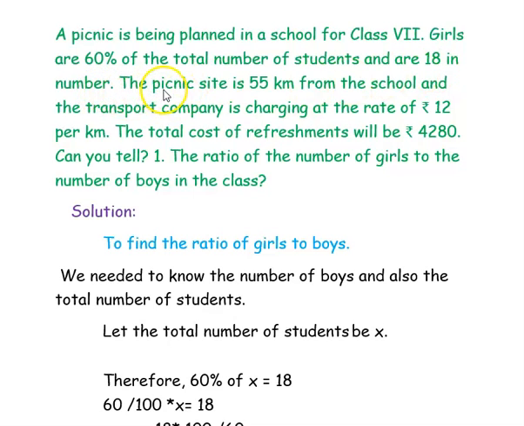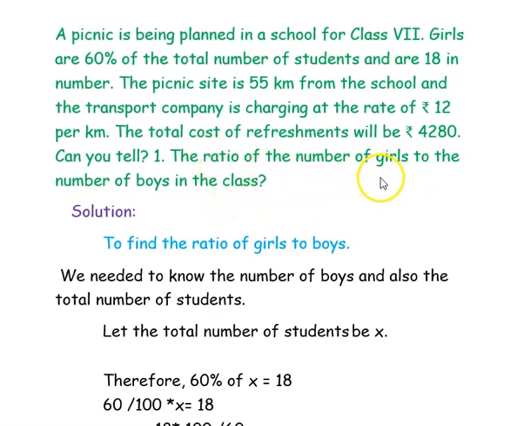Okay, and it's given the picnic site is 55 km from the school. So, they are going to travel 55 km from the school, and the charge is 12 rupees per kilometer. And they are taking refreshments. So, the total cost of the refreshment for the whole class is given as 4,280. This is what is given. Now, what are we asked to find?